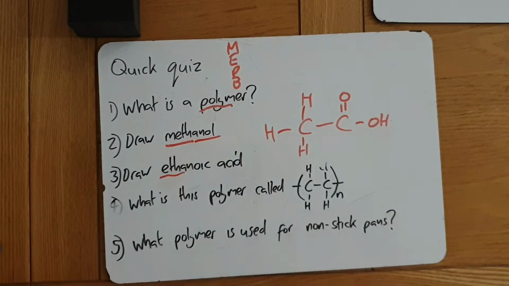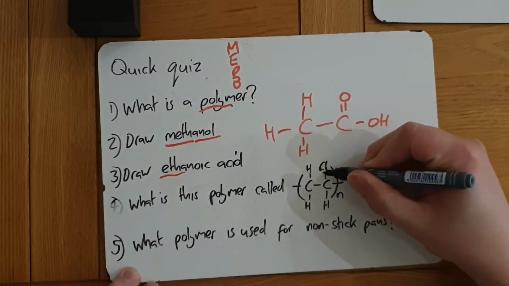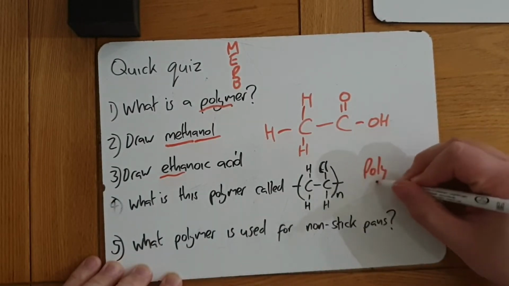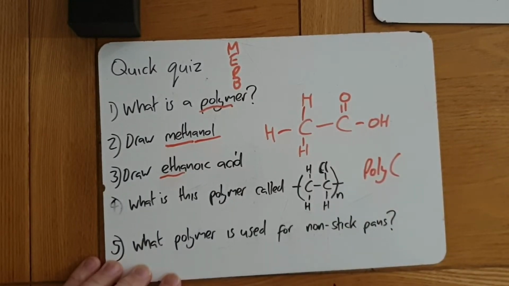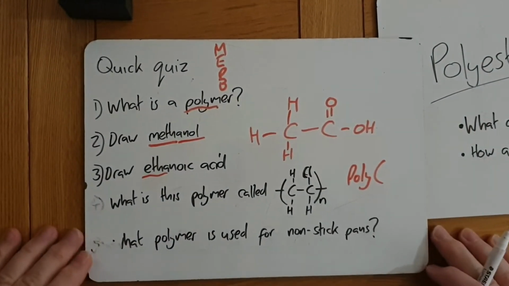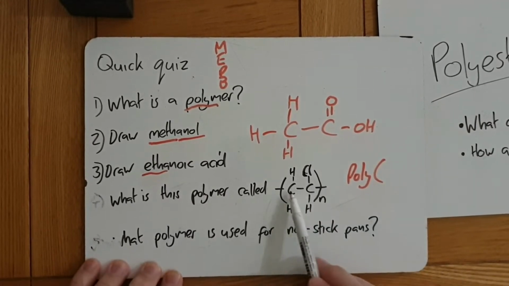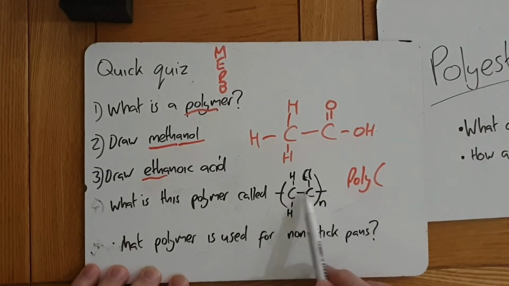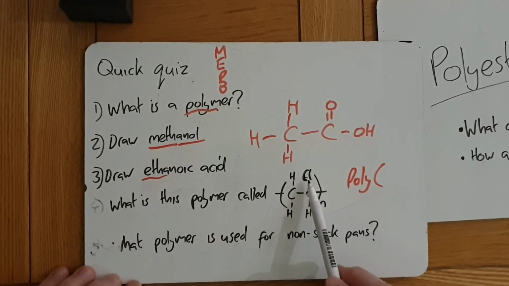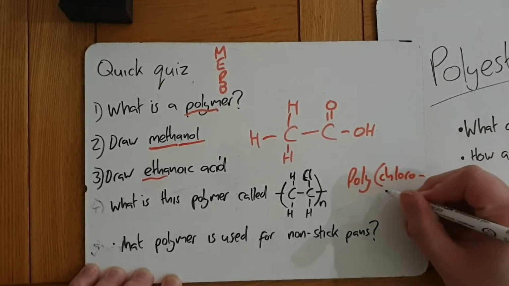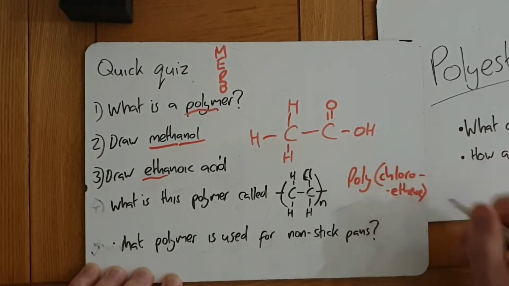What is this polymer called? I've rubbed it out a little bit. Cl. We know it's poly because it's a polymer, so it's poly something. Just in case I run out of space, let me check that's still in shot. Right, it's going to be eth because there's 2 carbons in this repeating unit. So something eth, and it's ethene because they would have had a double bond before it joined up to make a polymer, and it's got chlorine in it. So it's poly, chloro, I can't fit it in, but chloro, ethene.